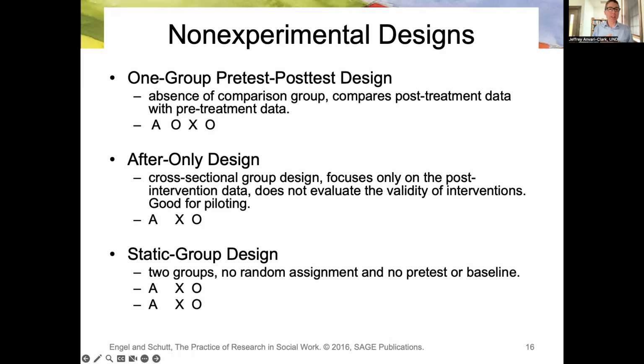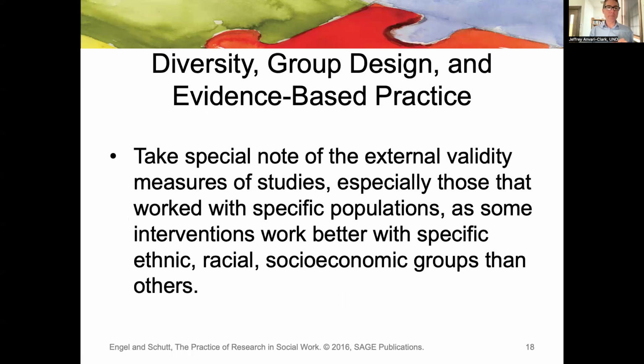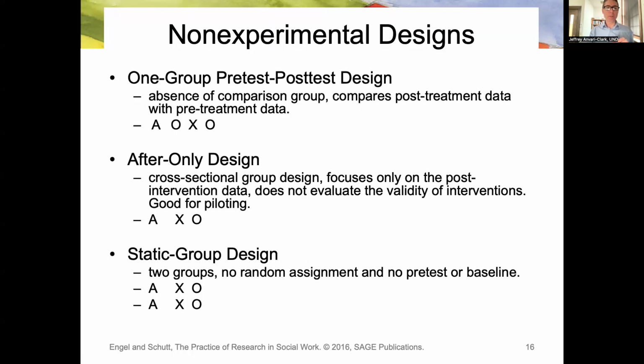Or you can have a static two-group design, no random assignment, and no pretest or post-test. And I think that's two groups, so it should be A and B. Sorry about that. Anyway, okay, yeah.